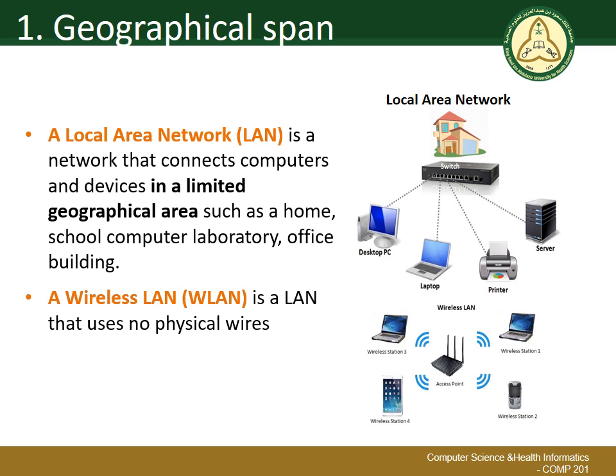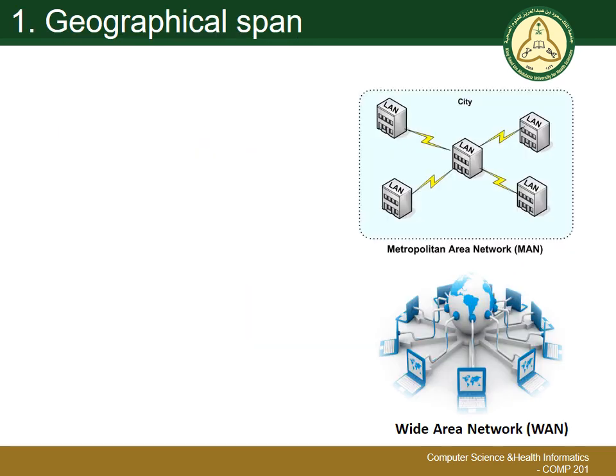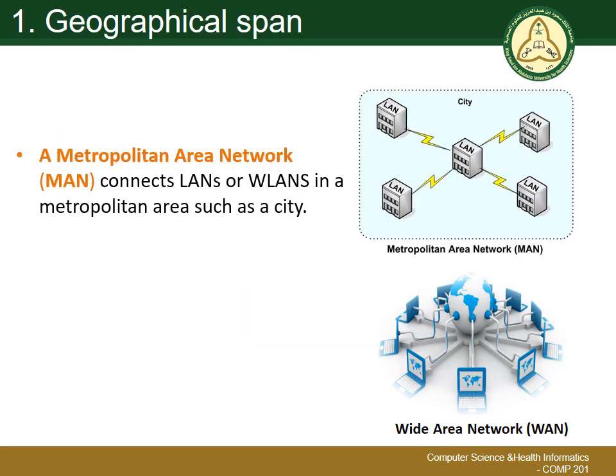If it is using wireless connection, then we call it WLAN, and that means no physical wiring between the connected devices. Third one is MAN, or Metropolitan Area Network, which connects local area networks or wireless local area networks in a metropolitan area such as a city. So we have different types of local area networks. We connect those different local area networks together to form what we call the MAN, or Metropolitan Area Network.